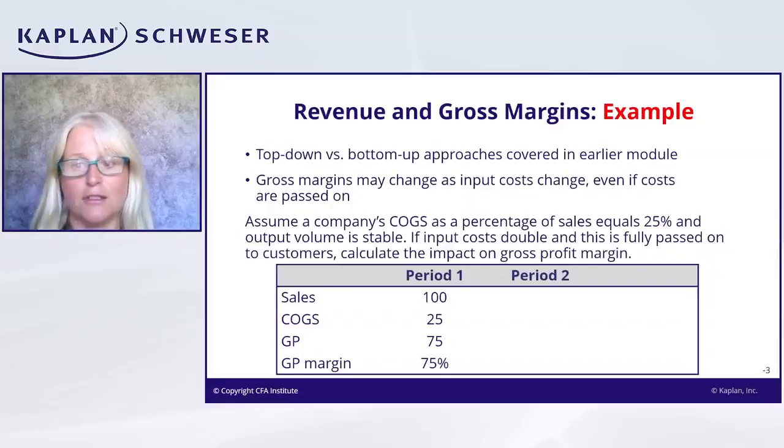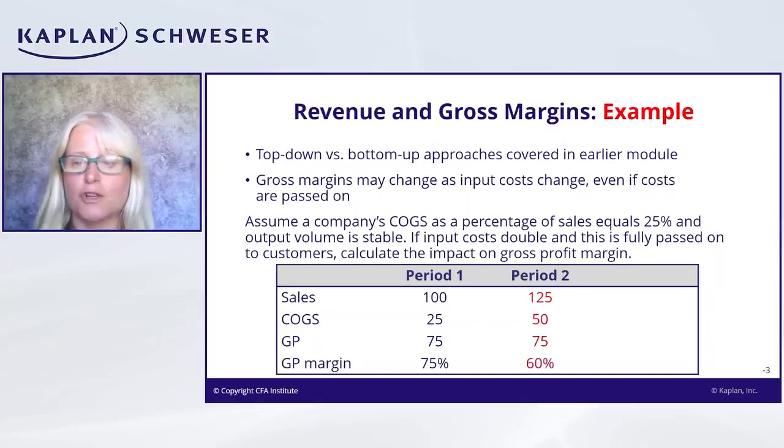Okay, so COGS, or cost of sales, as a percentage of sales is 25%. Output volume is stable, but input costs double, and that's going to be passed on to customers. So input costs will go from 25 to 50. So that increase of 25 will get fully passed on to the customers.